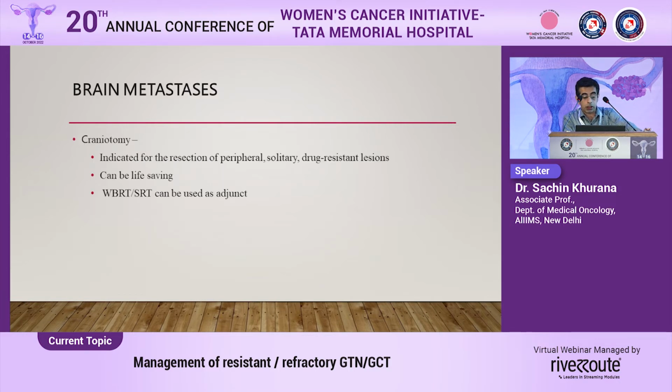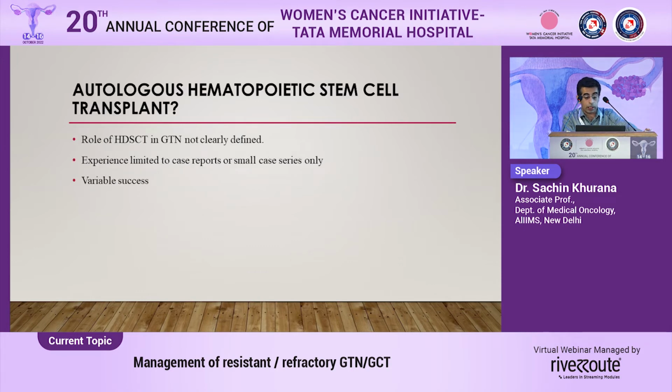In brain metastasis, craniotomy can be life-saving for drug-resistant lesions which are peripheral and solitary. And then you can use either SRT or WBRT as an adjunct. Whether stem cell transplantation has any role is not clearly defined. The use is limited to case reports or small case series only, and it has variable success.